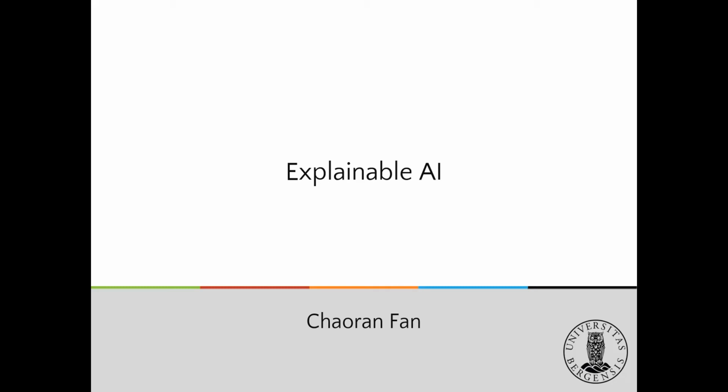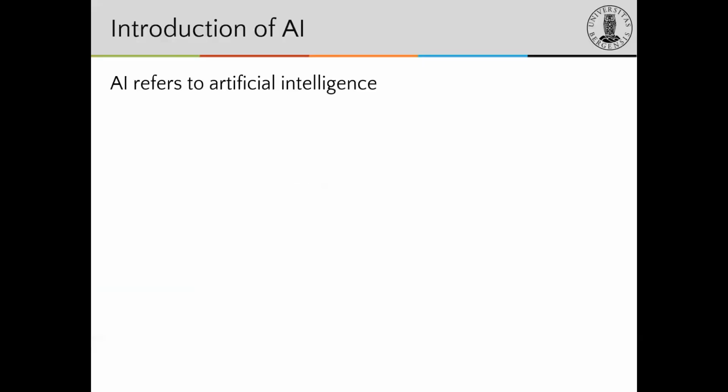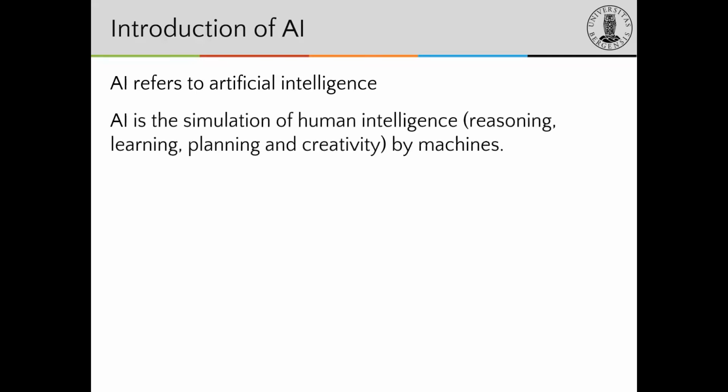Okay, thanks, everyone, and good afternoon. So welcome to my chat lecture. Today I'm going to talk about explainable AI. AI refers to artificial intelligence, which is the simulation of human intelligence by machines. And this human intelligence includes reasoning, learning, planning, and creativity.